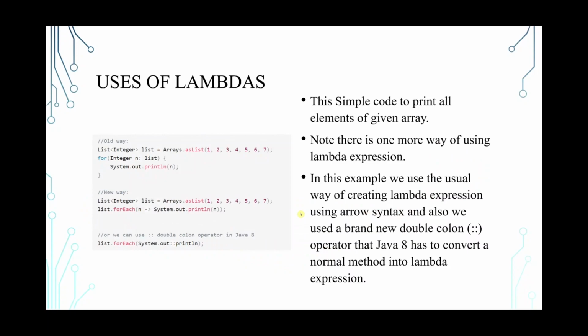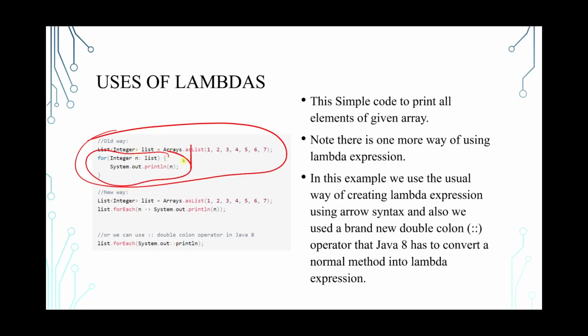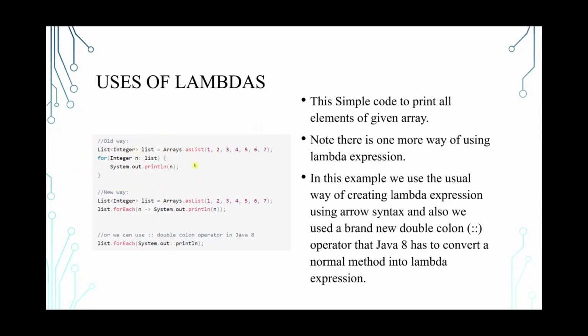So, uses of lambdas. The simple code shown here is using a forEach to print every element in this list. We have a list, we can say a List of Integer, then we say Arrays.asList, and we have those elements: 1, 2, 3, 4, 5, 6, and 7.